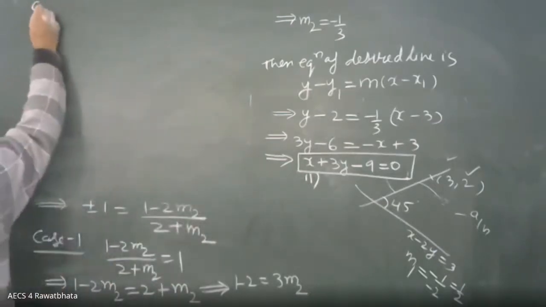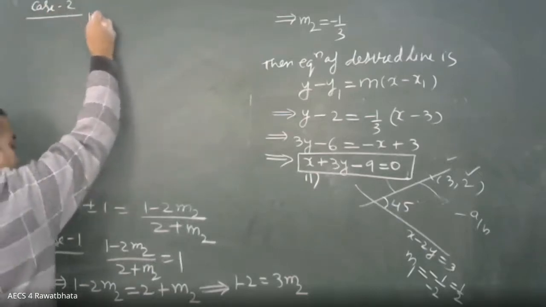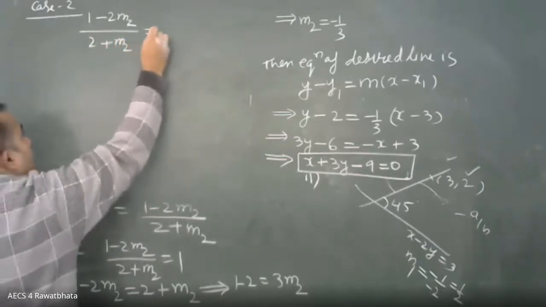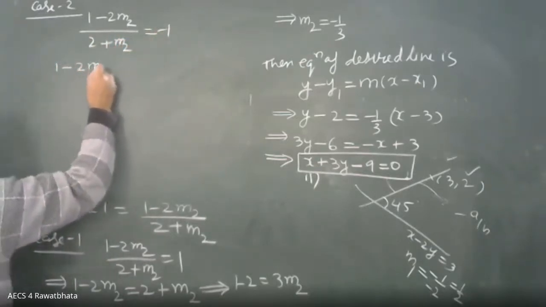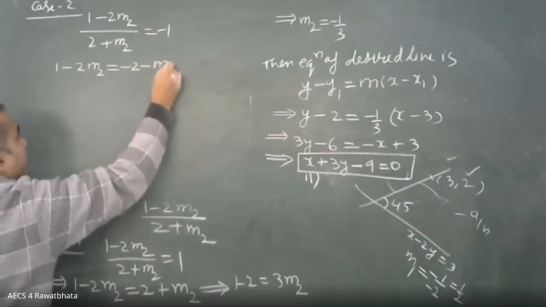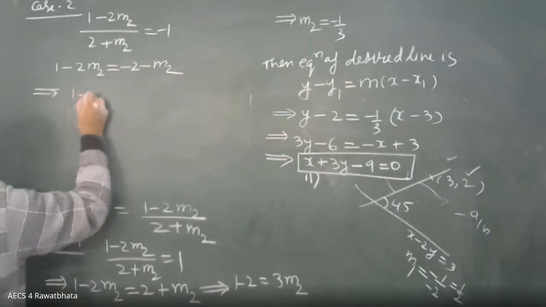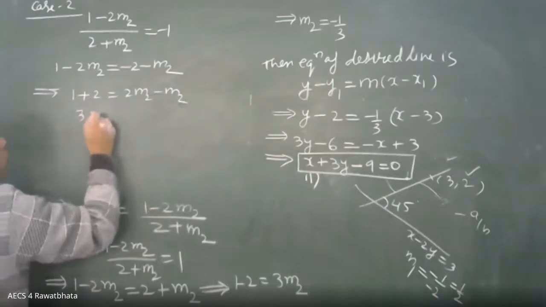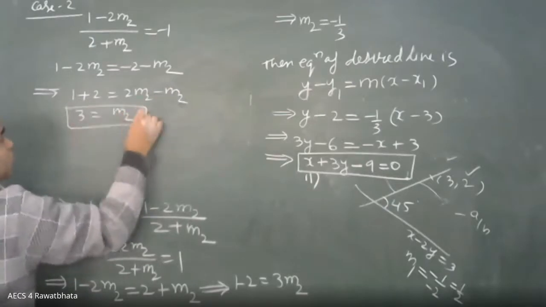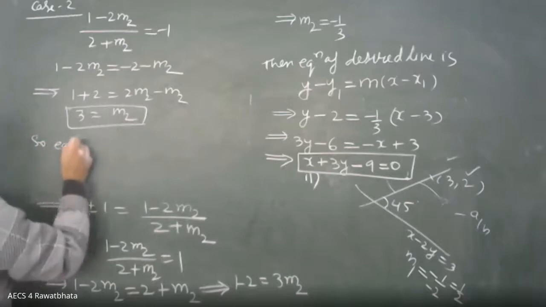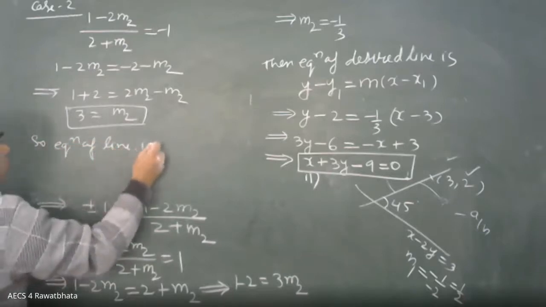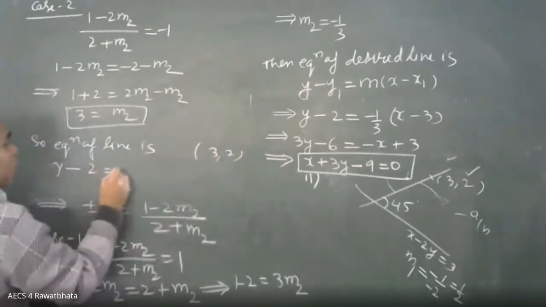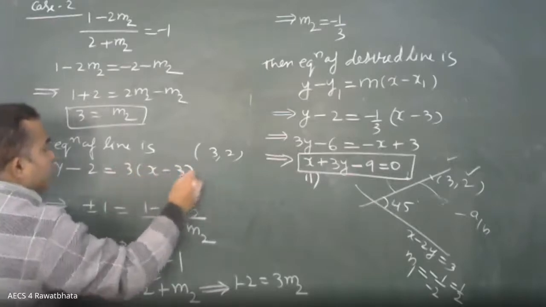Case 2. 1 minus 2m2 upon 2 plus m2 equal to minus 1. Cross multiply, and this will become 1 plus 2 equal to 2m2 minus m2, means 3 is equal to m2, right? So the equation of the line is y minus, the point through which the line passes is 3 comma 2. Y minus 2 is equal to 3 into x minus 3.